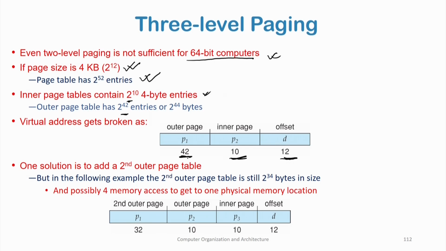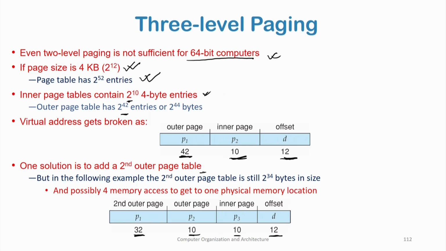Now, one solution is to add a second order outer page, that is, we use a 3 level page table. So, now what we have is an offset of 12 bits, an inner page of 10 bits to indicate where in the inner page, then another outer page which is 10 bits, and we also have a second order outer page which is still 32 bits.